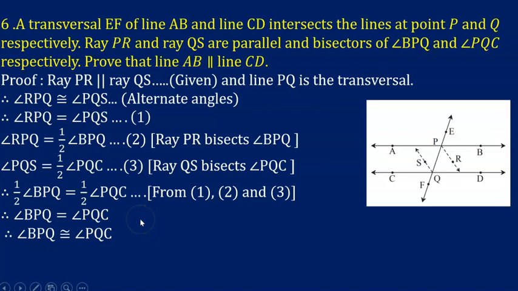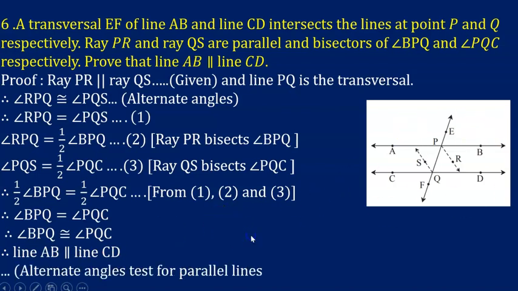These are the alternate angles for the two lines AB and CD. Their transversal is EF. As they have equal measures, therefore, angle BPQ is congruent to angle PQC. Therefore, line AB is parallel to line CD. Alternate angle test for parallel lines. And in this way, we have proved line AB is parallel to line CD.